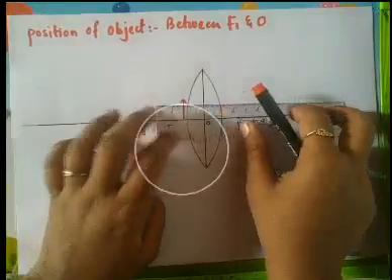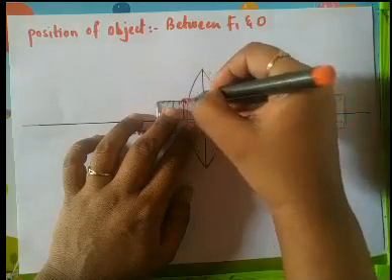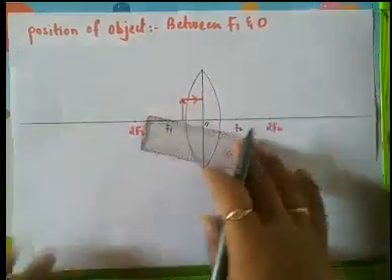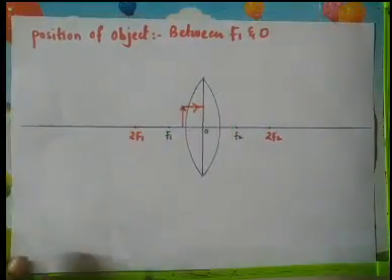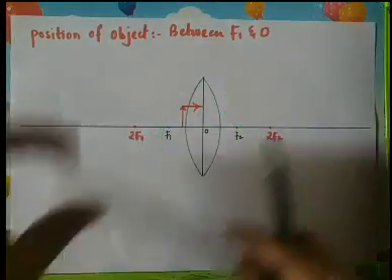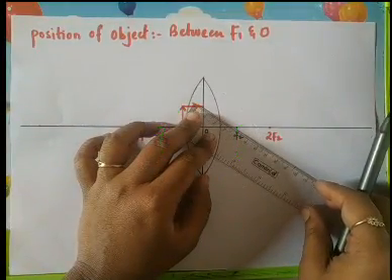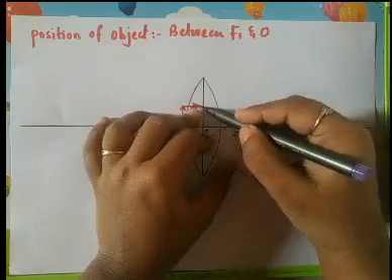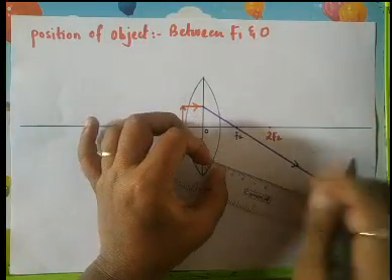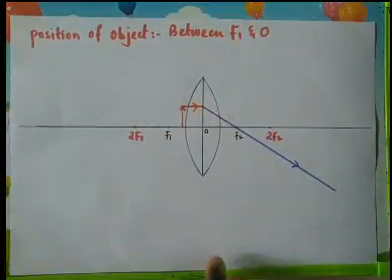First rule will apply. If an incident ray is parallel to the principal axis, so this is my incident ray which is parallel to the principal axis, then the refracted ray will pass through the focus. This is my refracted ray which is passing through the focus.